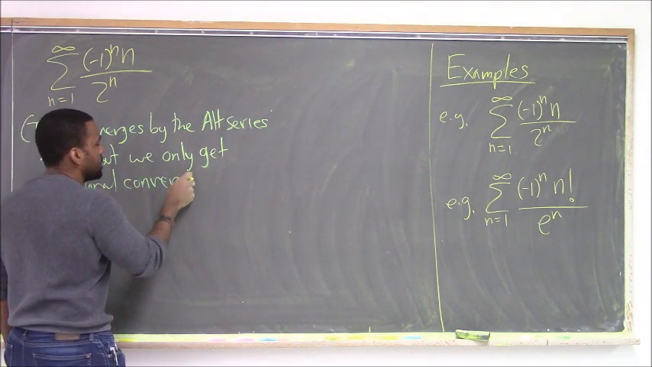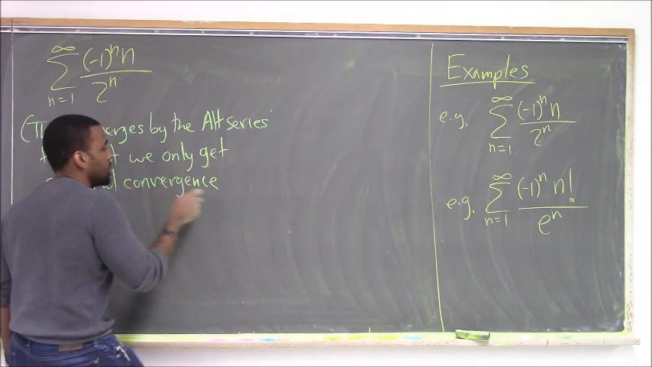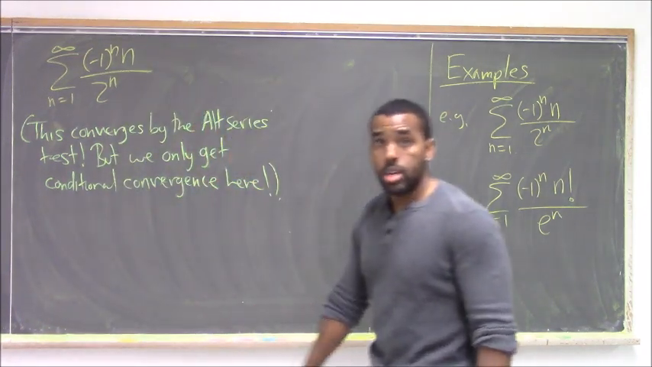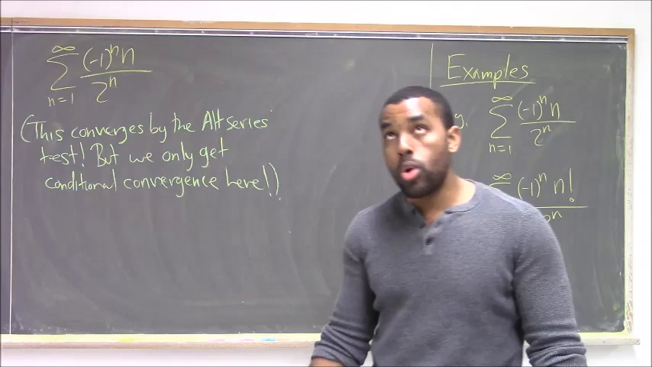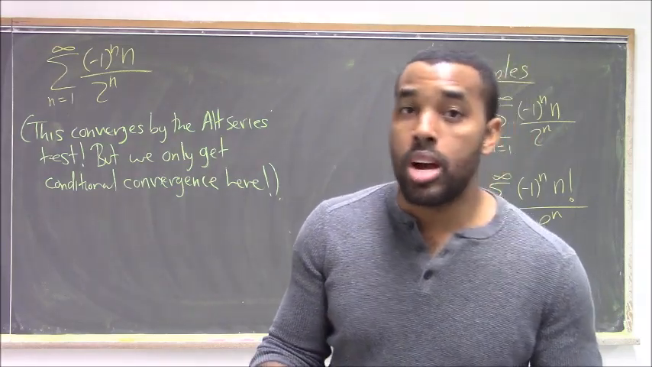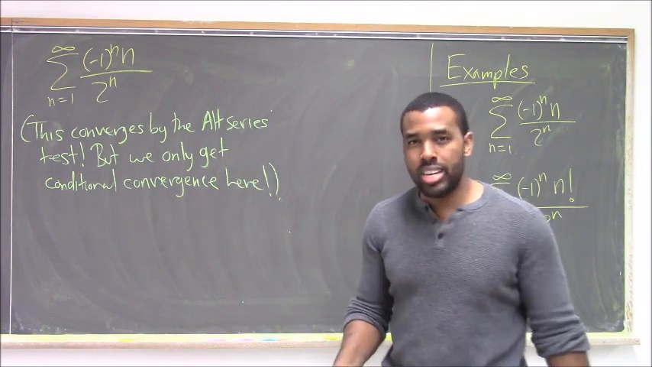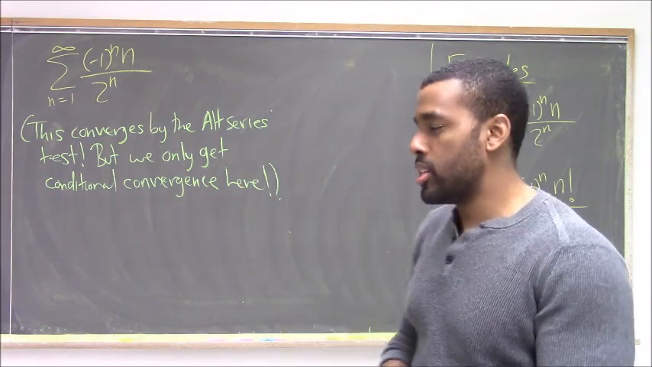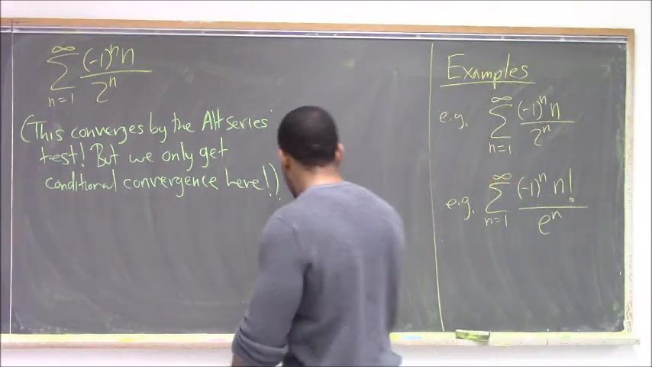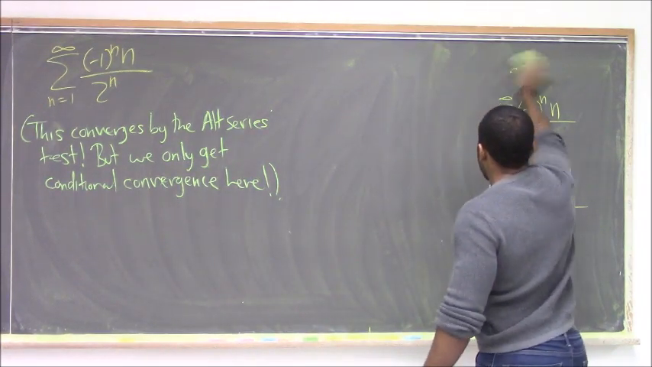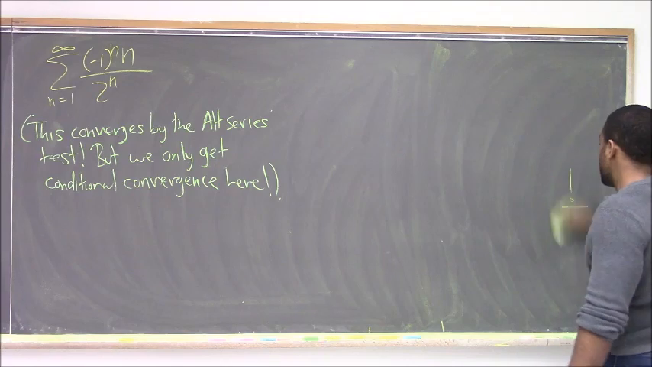Now, if you're in a context where that's okay, then you're done. You don't have to do anything, right? But let's just say I required that you show me whether or not it absolutely converges. Then doing the alternating series test isn't actually good enough. It can only tell you about conditional convergence. So let's apply a different test, namely the ratio test.